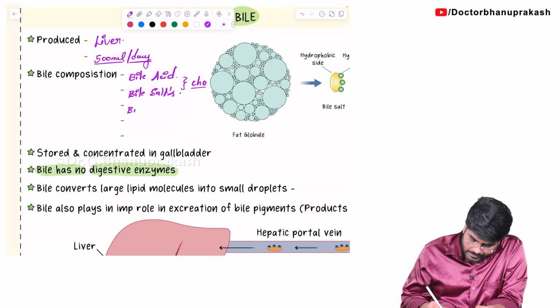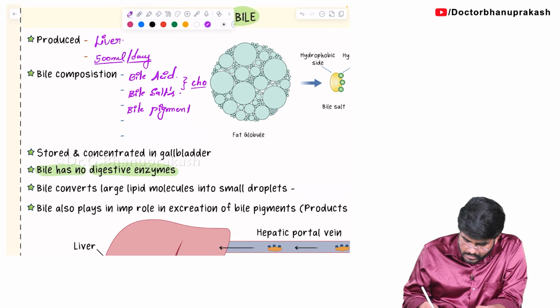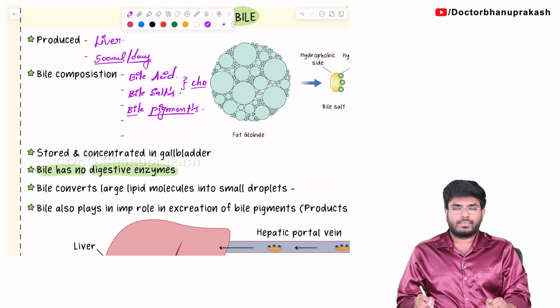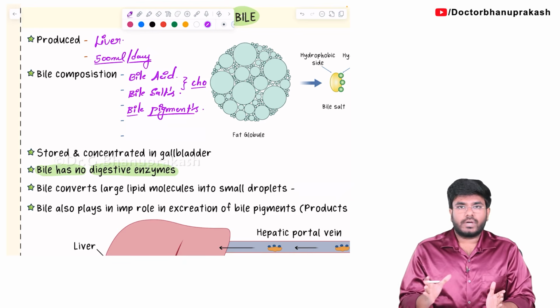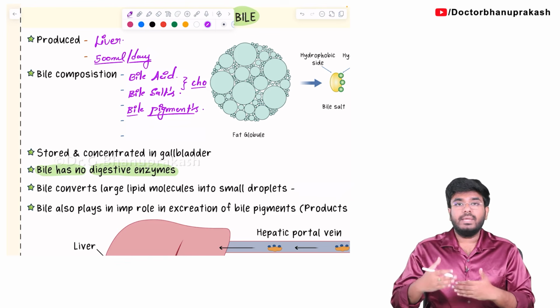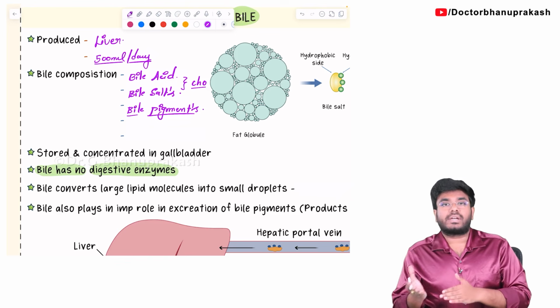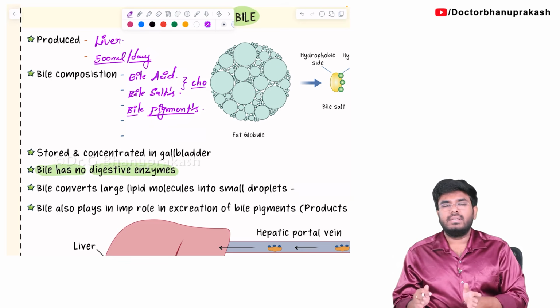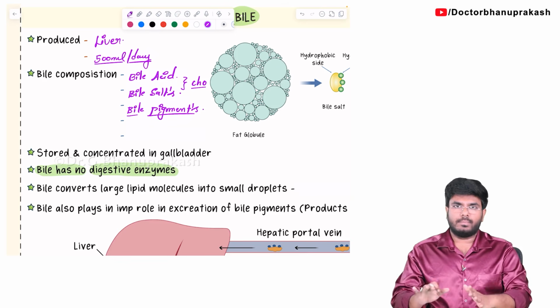Next, bile pigments. So what exactly are these bile pigments like bilirubin, biliverdin? They are the metabolites, or the waste products, of the heme metabolism. Once the RBCs are destroyed after 120 days, the heme, whatever is there, will be broken down. So the waste products of the heme metabolism will become bile pigments like bilirubin and biliverdin. They will be excreted out through the GIT, through the bile.